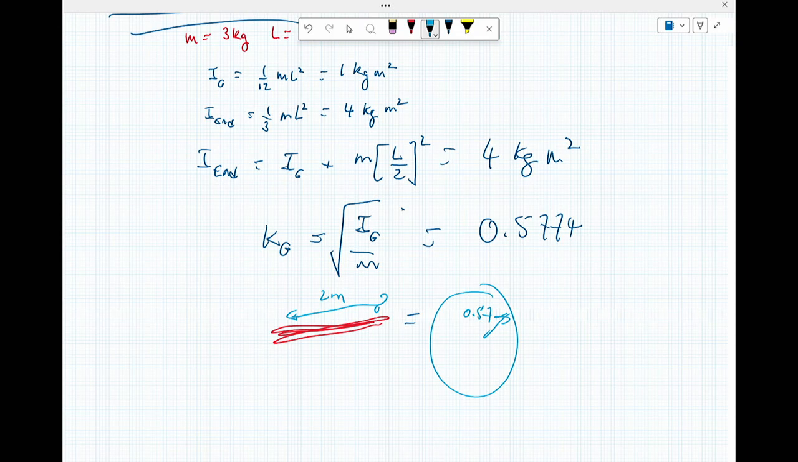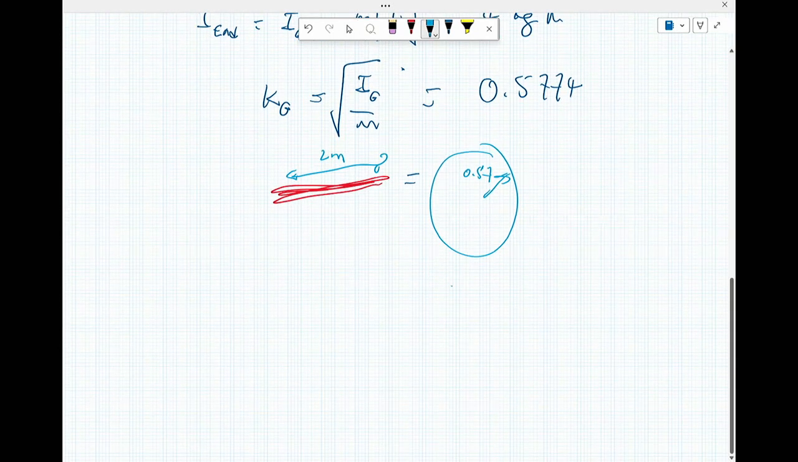Take advantage of what we're giving you to solve problems quickly. You have tables. You have the standard things that you must know. We will not tell you on the final exam 1/12 ml squared. I can tell you that right now. Parallel axis theorem, all of that you need to know in order to solve these problems.